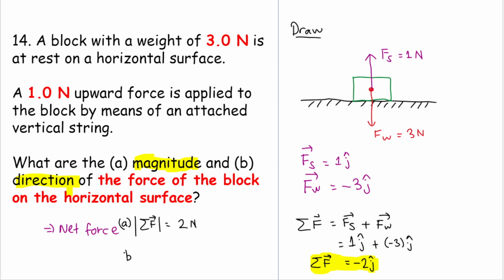And then for question B, we need to find out the direction, or the theta here. The theta is downward here. So we will have minus 90, right? Because 0 is horizontal, but downward will be minus 90 degrees. Or we can write it as downward. And I think that's all for this problem. The answer is 2 Newton and downward.